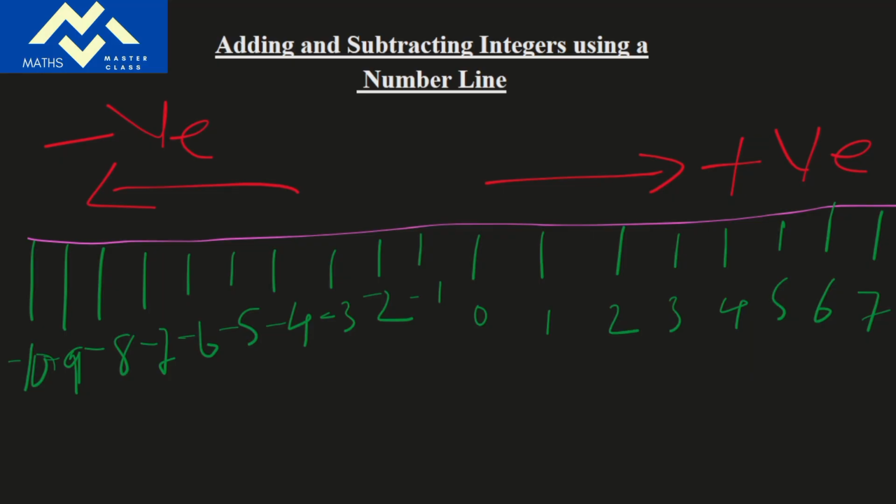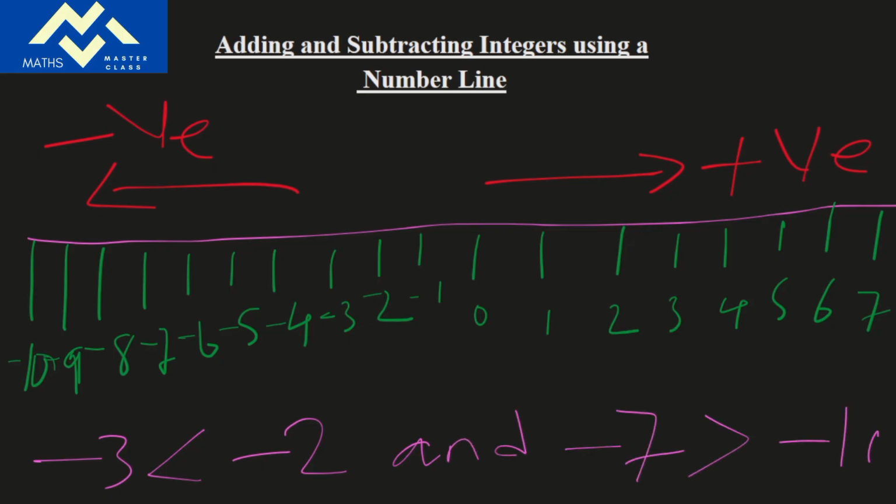This means minus 3 is less than minus 2, because minus 3 is further left. And minus 7 is greater than minus 10 because minus 7 is closer to 0, even though 10 is bigger than 7. When numbers are negative, the number closer to 0 is greater. That's very important. A simple rule to remember. As we move right, the number gets bigger. And as we move left, the number gets smaller.